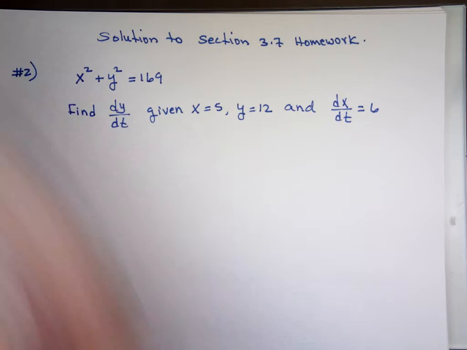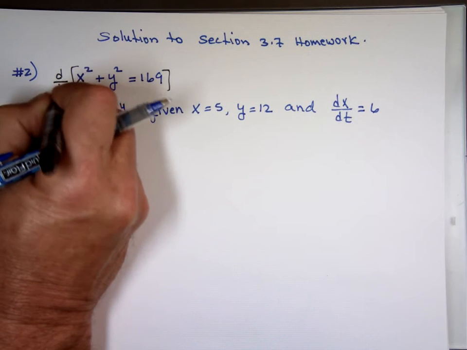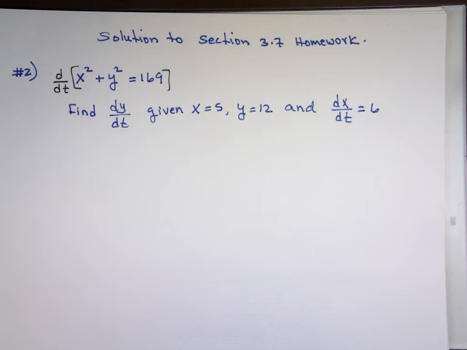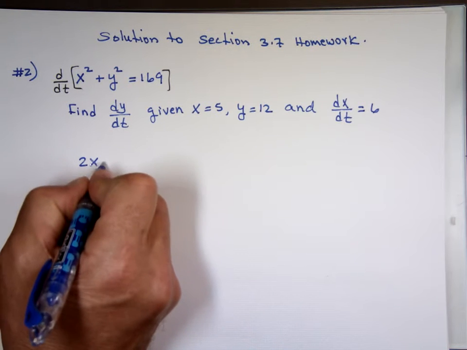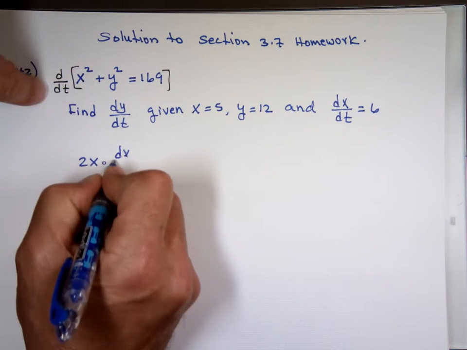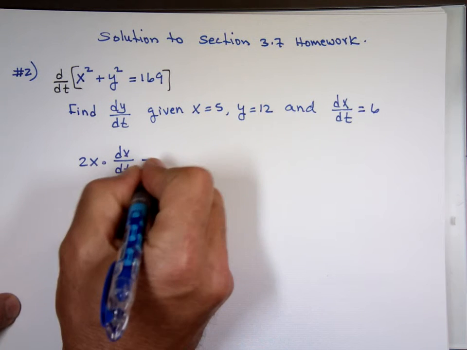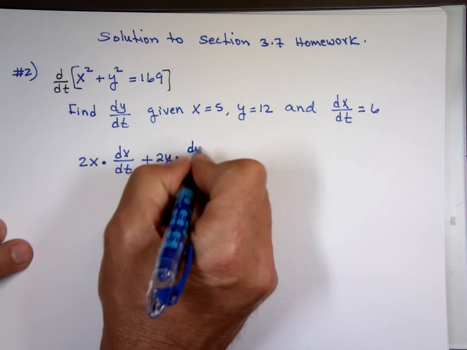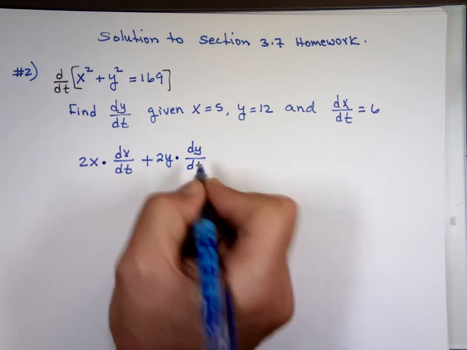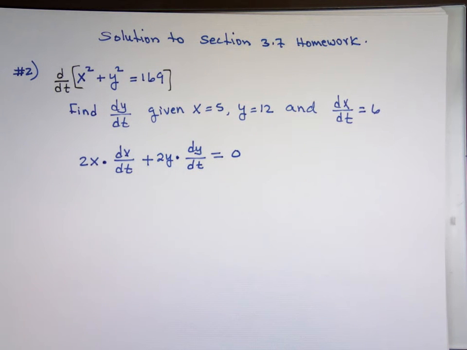So I'm going to take the derivative again. Notice, with respect to t, it says dt. See in the bottom here? So the derivative of x squared is what? 2x times dx/dt, taking with respect to t. The derivative of y squared, 2y times dy/dt, equals the derivative of any constant, which is what? 0. Plug in the values now and solve it for dy/dt.